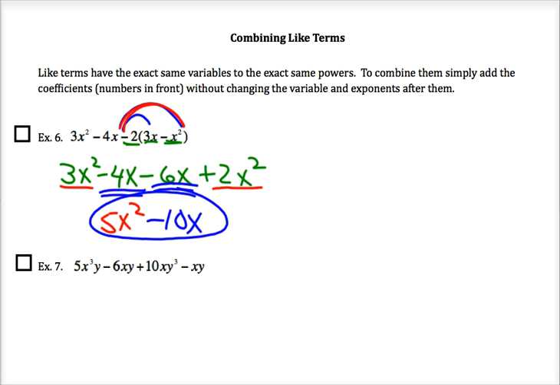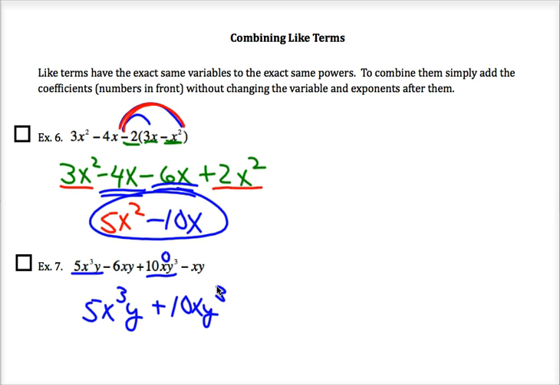Example 7, no parentheses to worry about, so I'm just looking for like terms. I'm looking at the 5x to the third y, and I'm looking over here at 10x y to the third. I'm like, oh, maybe I should put those together. I go, wait a minute, no, someone's trying to trick me because x to the third is not the same as x. This doesn't have an exponent, so these are not like terms, so they do not go together. So 5x to the third y is part of my answer. And nothing goes with the 10xy to the third. That is part of my answer.